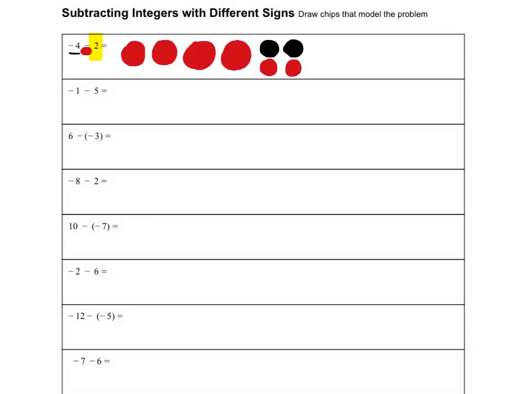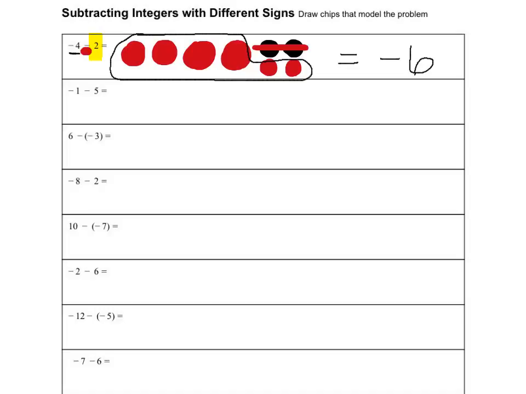Alright, so if I'm going to take away two positives, I have to take away the two blacks. Those are gone. What that leaves me with is 6 reds. Because reds are negative, I have a negative 6. Let's go on to the next one.